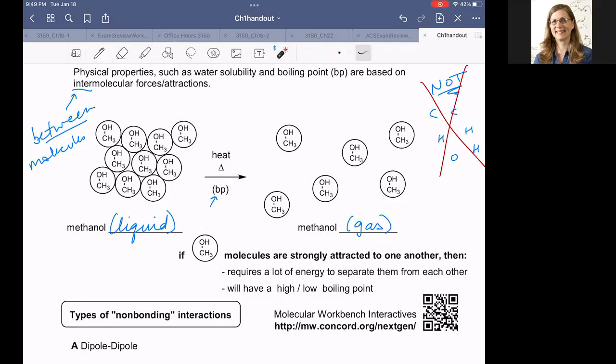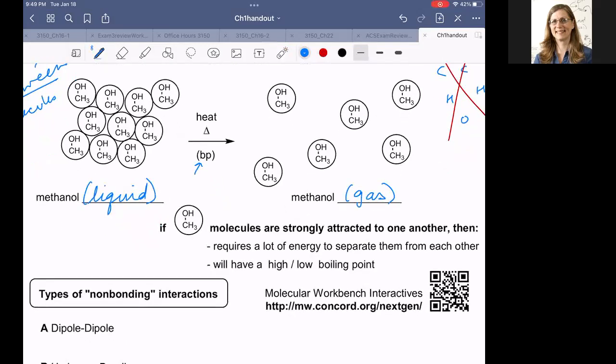Okay, now, if these methanol molecules are very strongly attracted to one another, then what effect does that have? That means it's going to require a lot of energy to separate one from the other. And what is that going to do to the boiling point? If it's going to be difficult to separate one from the other, that means the boiling point is going to be higher than we would expect otherwise. I don't want to cover up the word, sorry. It's going to be a high boiling point if there's a very strong attraction between molecules.